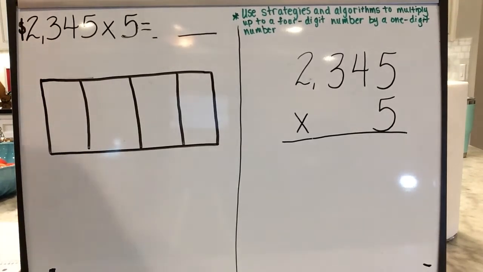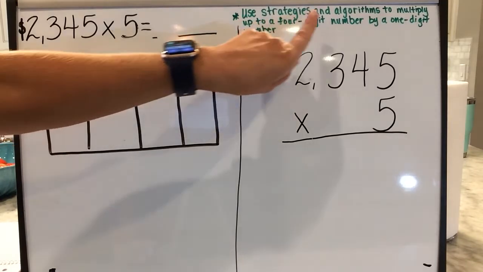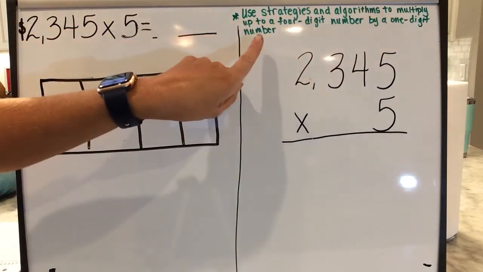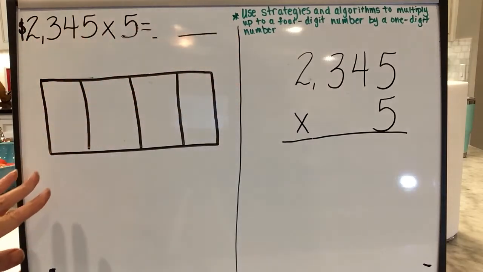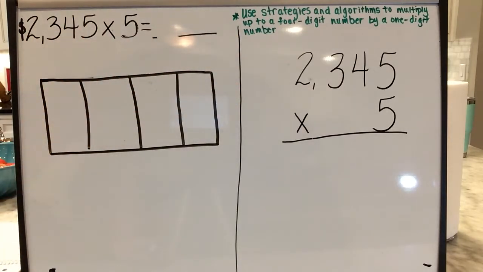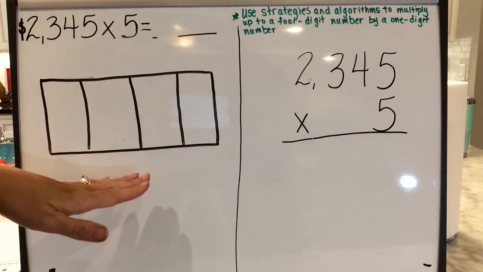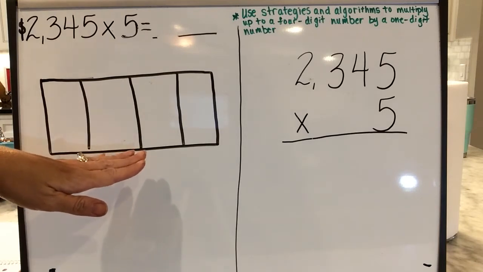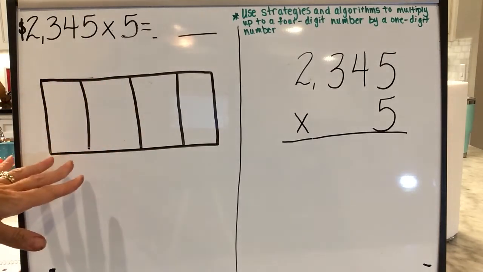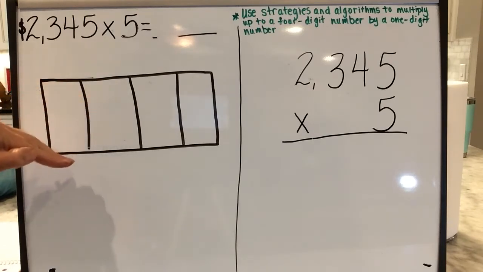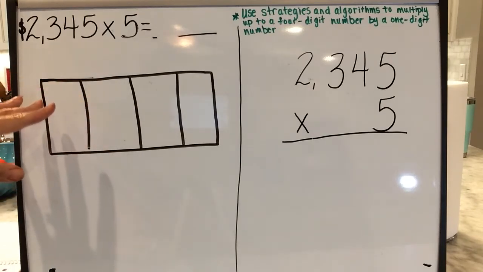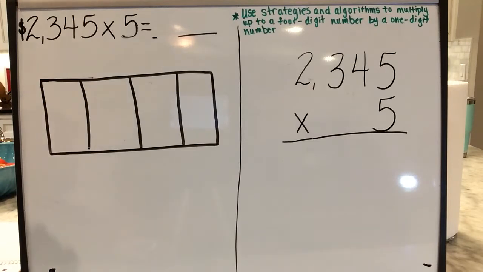All right, today, boys and girls, we are going to use strategies and algorithms to multiply up to a 4-digit number by a 1-digit number. So we're going to start with a strategy, and this one is a box method, and it can sometimes be referred to as an area model, but the area model just always has the rows and columns inside, so it's a little bit similar.